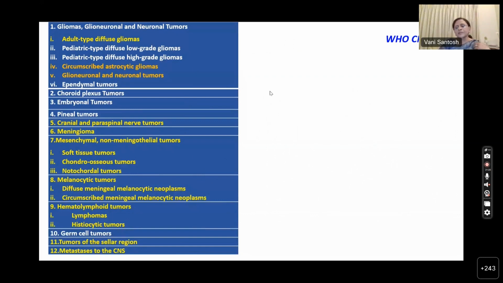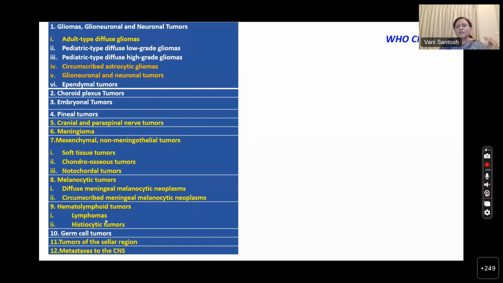So I am supposed to be discussing the adult type of tumors, particularly with reference to these gliomas. But let me tell you that tumors that occur in the adults can also occur in the pediatric age group and vice versa. Nevertheless, what are all in the yellow fonts are the tumors that predominantly occur in the adults. Adult type diffuse gliomas, cranial and paraspinal nerve tumors, meningiomas, mesenchymal non-meningothelial neoplasms, melanocytic neoplasms, hematolymphoid tumors, tumors of the sellar region, and metastatic tumors.